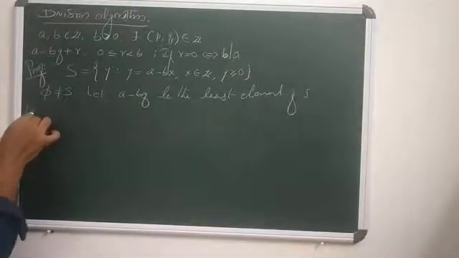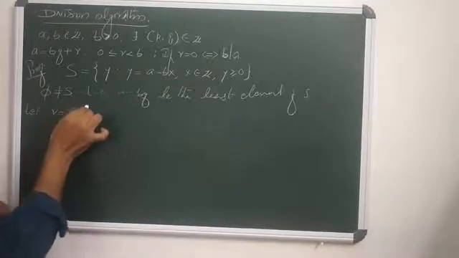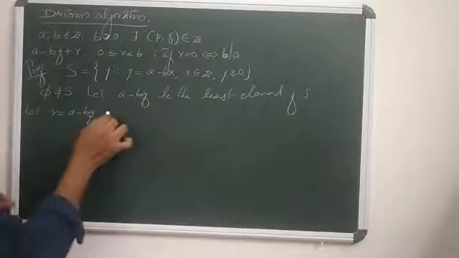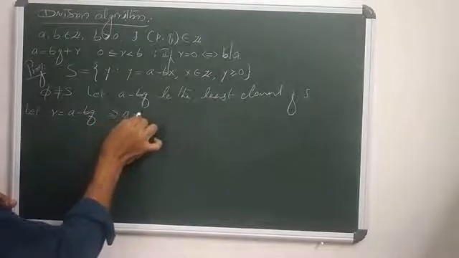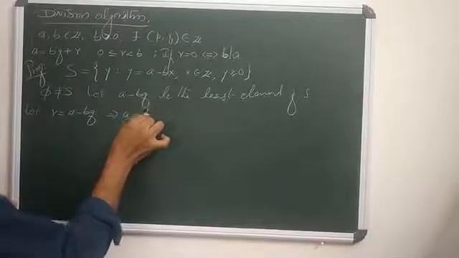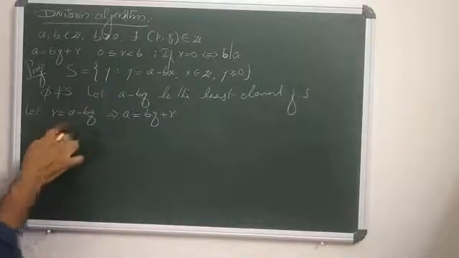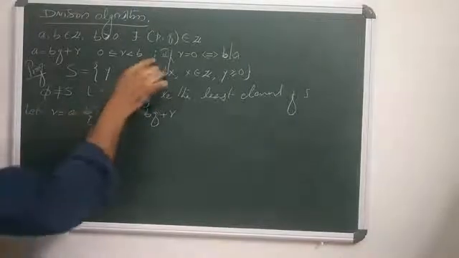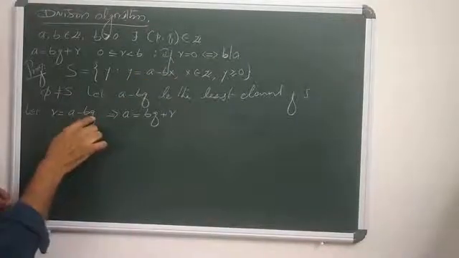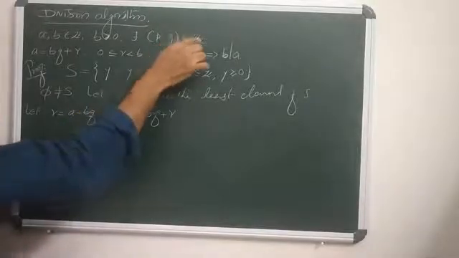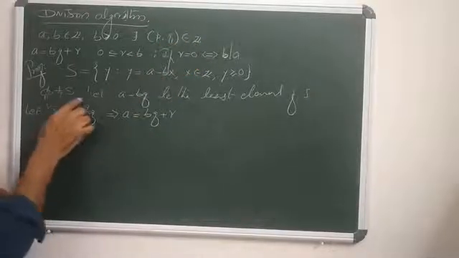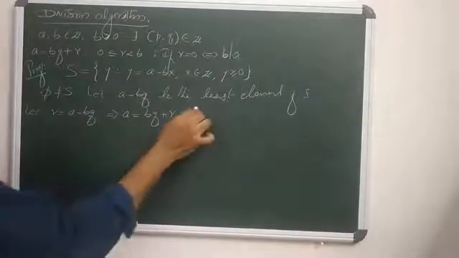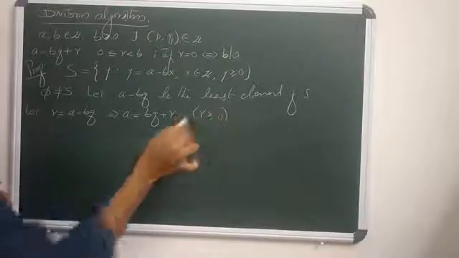Let r equals a minus bq. r equals a minus bq means a equals bq plus r. But r equals a minus bq is of the form a minus bx, where q is an integer, because we can choose q as an integer. Then a minus bq is of the form y, so y is greater than or equal to 0. Surely this r is greater than or equal to 0.